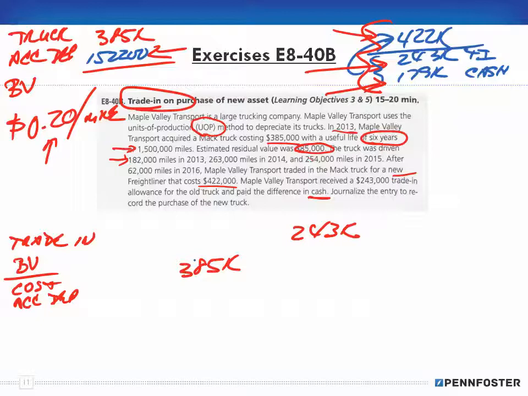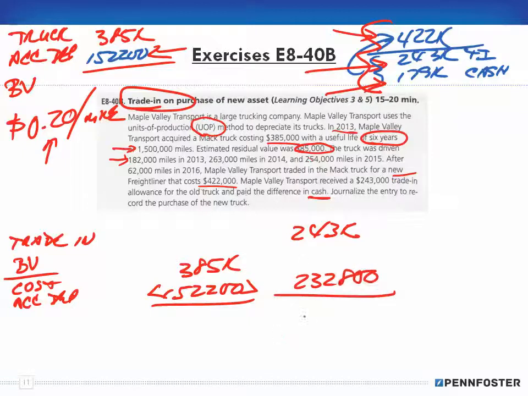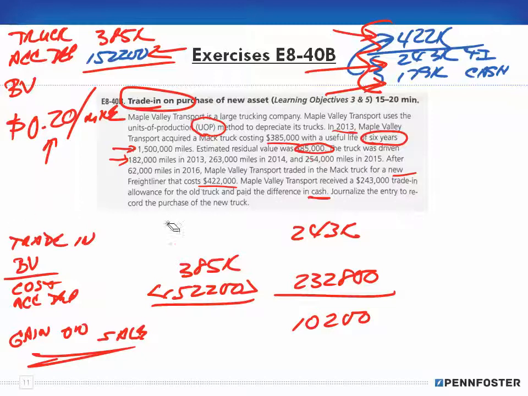That was 152,200, right? So I'm subtracting out my accumulated depreciation of 152,200, which gives me 232,800, and then I subtract that from the trade-in, which gives me a gain of $10,200. So that is the gain on the sale or trade-in. We're going to call it gain on sale, even though we're trading it in, all right? So that's how that's going to look.